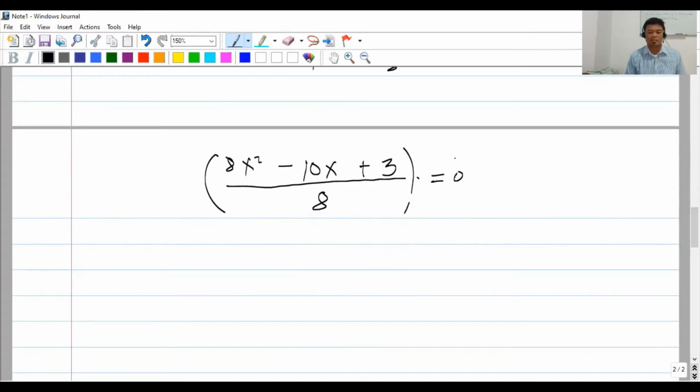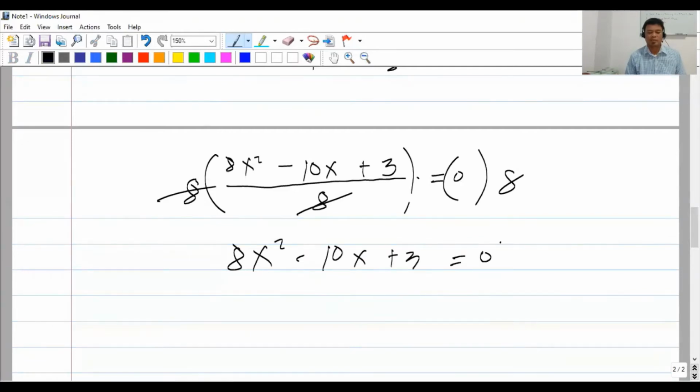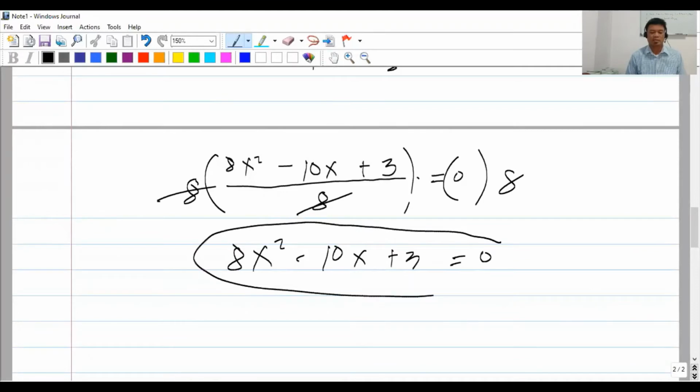to both sides of the equation. So we have cancel, and 8 times 0 is 0. So what is left is x squared minus 10x plus 3 equals 0. So this is our quadratic equation. So we form our quadratic equation as 8x squared minus 10x plus 3. Okay.